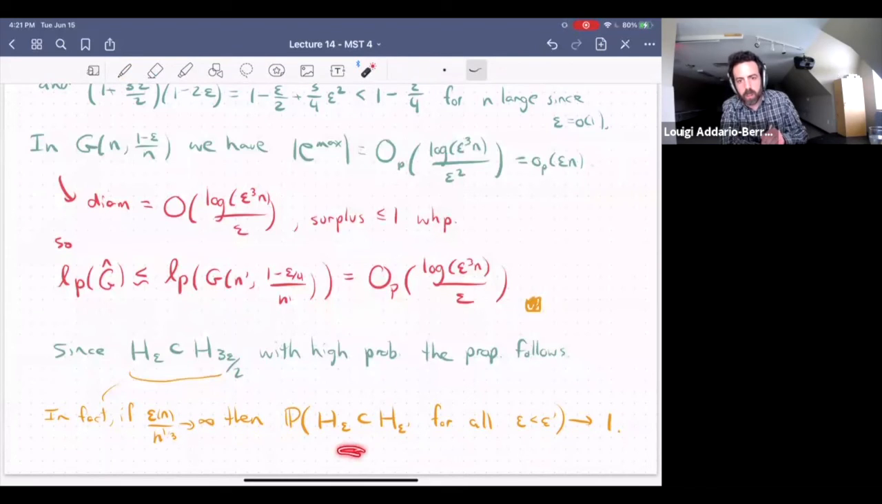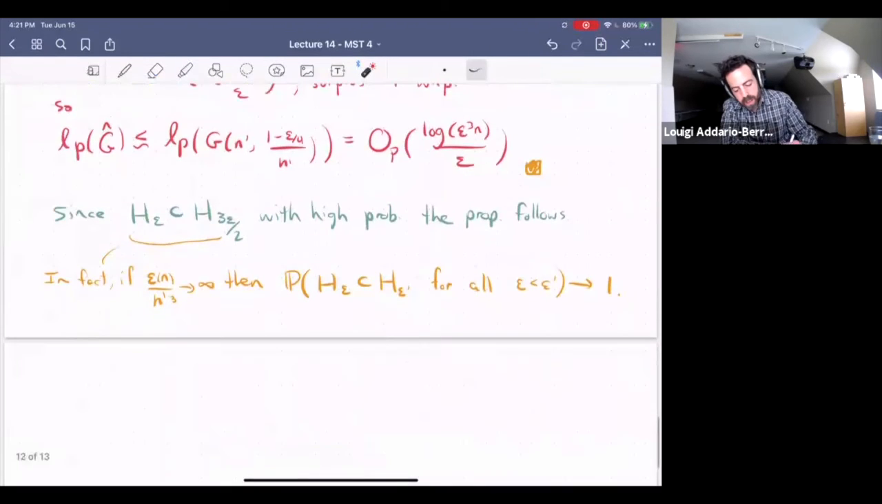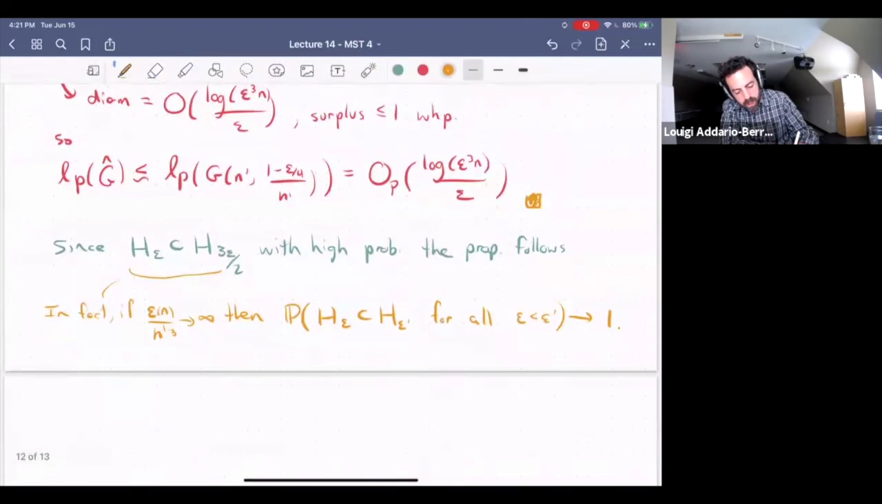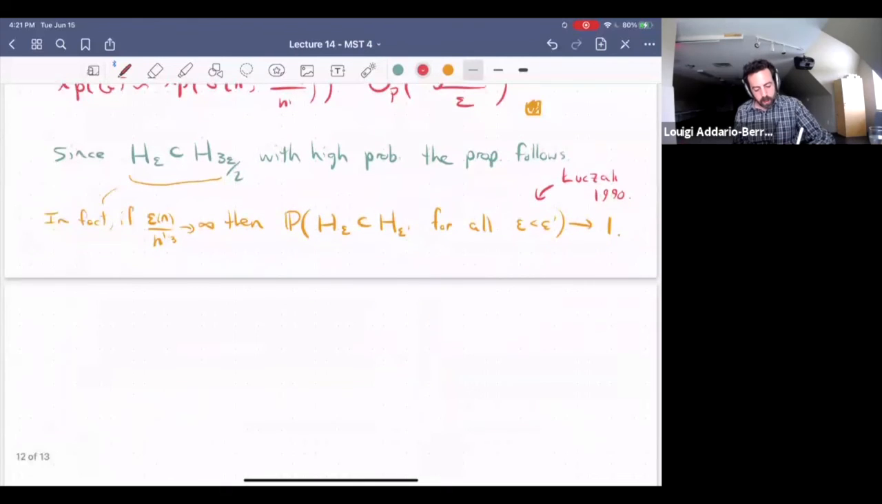So once a leader emerges, it never changes. Okay, I didn't really use that in the proof of the proposition, but it's a nice fact. I thought I'd mention this is due to Tomasz Wujek from 1990. Okay, so now having proved that, I think we can do the finishing stroke.